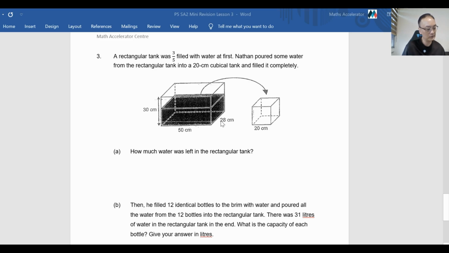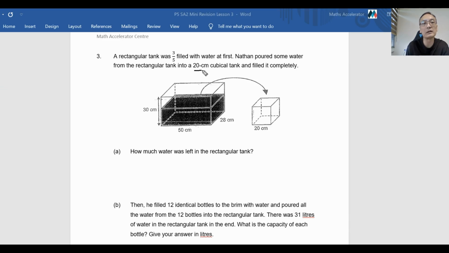Okay, this question is a long question divided into part A and part B. So we will approach part A, answer the question first. So a rectangular tank was 3/5 filled with water at first. Nathan poured some water from the rectangular tank into a 20 cm cubical tank and filled it completely. How much water was left in the tank?